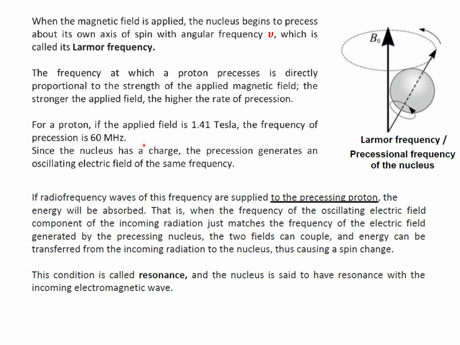So for a proton, if the applied field is 1.41 Tesla, the frequency of the precession would be 60 megahertz. Since the nucleus has a charge, the precession generates an oscillating electric field of the same frequency. If radio frequencies of that frequency are supplied to the precessing proton, the energy would be absorbed. That is, when the frequency of the oscillating electric field component of the incoming radiation just matches the frequency of the electric field generated by the precessing nucleus, the two fields can couple and energy can be transferred from the incoming radiation to the nucleus, thus causing a spin change.